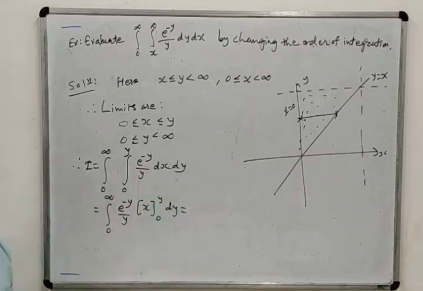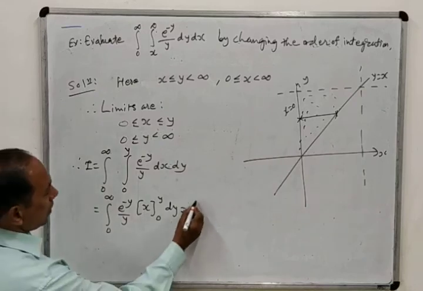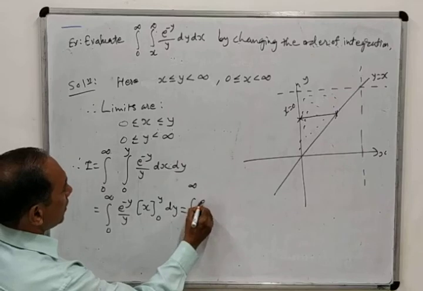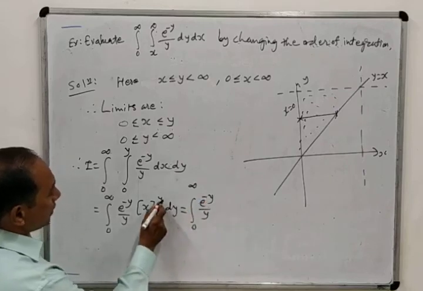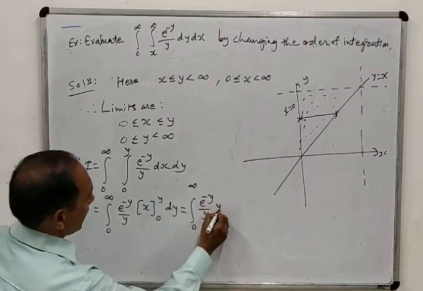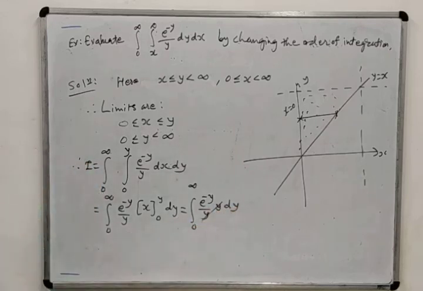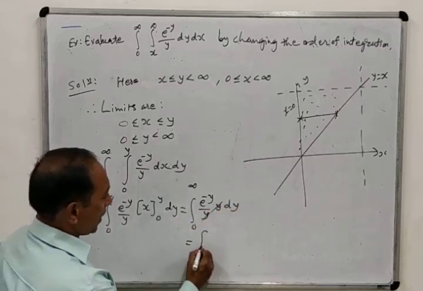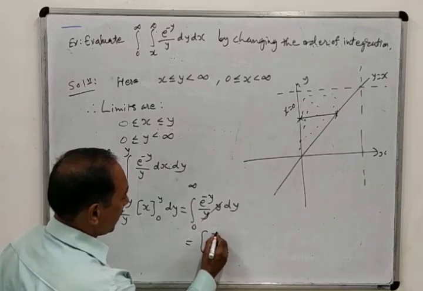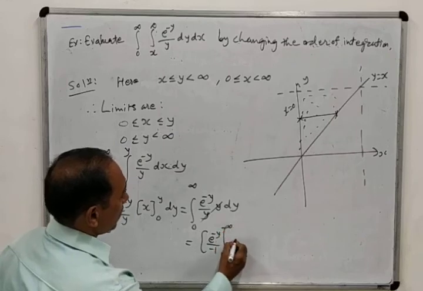Now you can see this one. So what will happen now? It is 0 to infinity, e raised to minus y upon y, times y minus 0, that means y dy. And this y and y will be cancelled, so only e raised to minus y is there. And e raised to minus y has the integration e raised to minus y upon minus 1, from 0 to infinity.